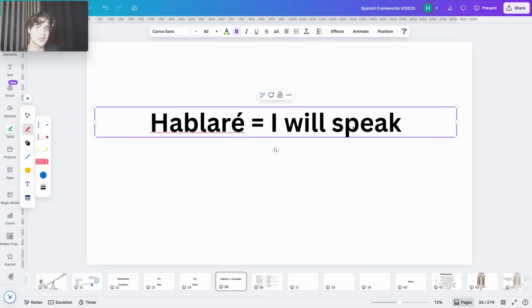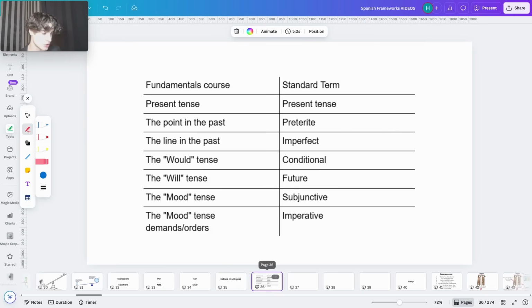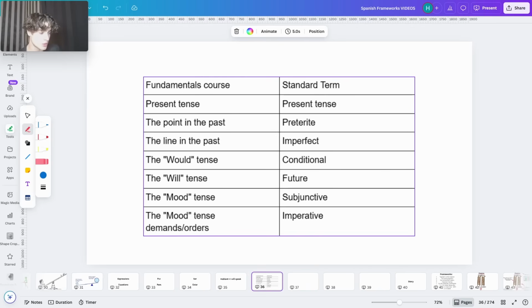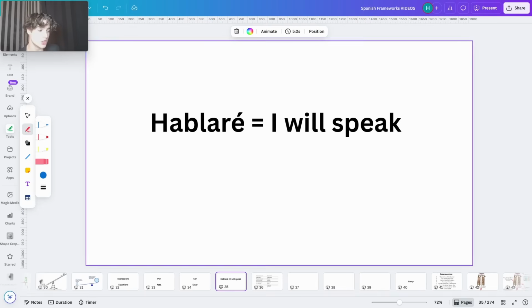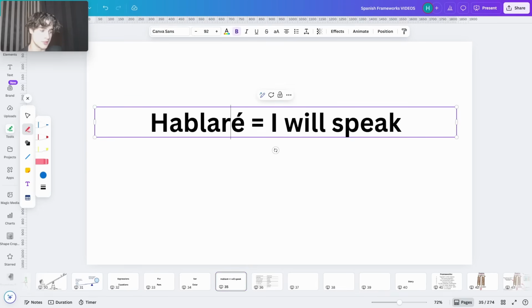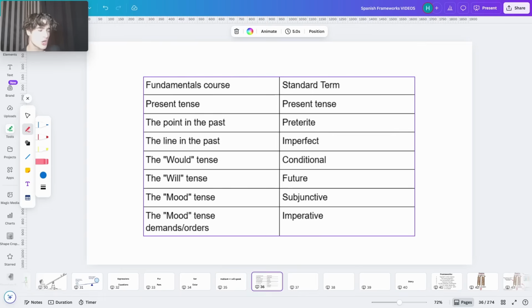And one quick tip is that for both future tenses, so both the would tense and the will tense are future tenses, you will be adding to the verb in the ending. Just one quick tip. Now, let's talk about the two past tenses.